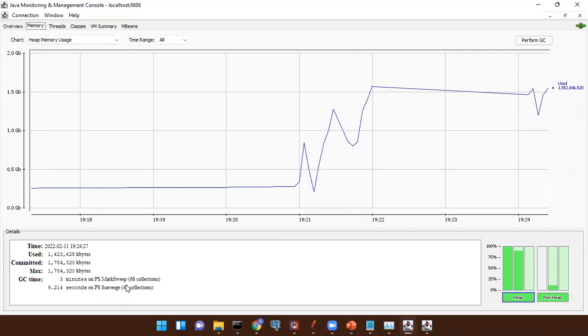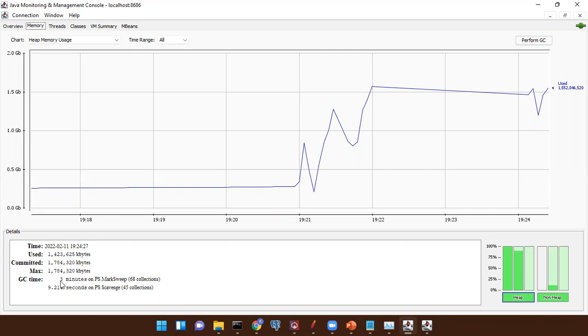So if you see here, there are two stages. One is PS MarkSweep, another one is PS Scavenge. The PS Scavenge is the young generation, and PS MarkSweep is the old generation. So during PS MarkSweep, the garbage collection happens on the old generation, and during the Scavenge, it happens on the young generation.